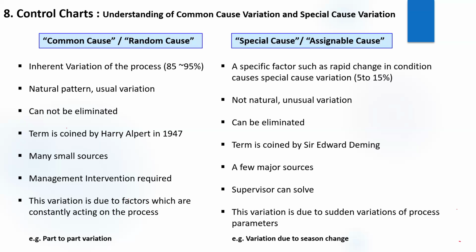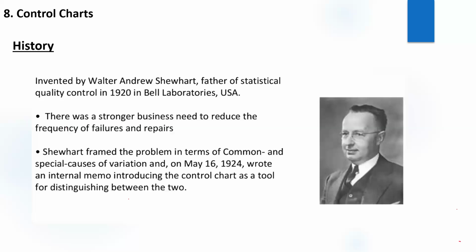Now, before going to study the control chart, there are some concepts we need to understand. The first concept is the difference between common cause and special cause. Can anyone tell me what is common cause, what is special cause? Common cause means its occurrence is continuous. Suppose one person is speaking. My name is Shiva.